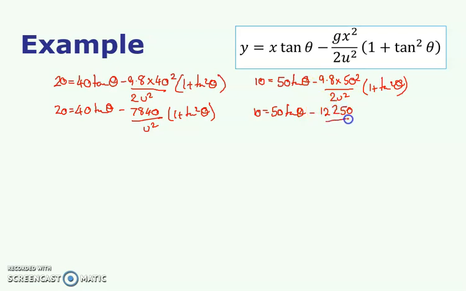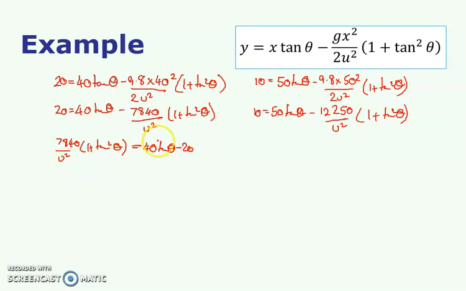1250 over u squared, 1 plus tan squared theta. And you'll notice it's not very nice, but I could, if I wanted to, get an expression for u squared in both situations. So I'm going to rearrange it. That moves over there, that moves there. I've got 7840 over u squared, 1 plus tan squared theta equals 40 tan theta minus the 20.